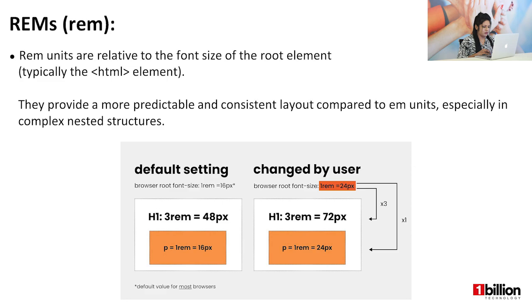It's root element based. It means REM units are based on the font size of the root element, providing a consistent baseline for sizing throughout the document. They are predictable and consistent because REM units are not affected by changes in nested elements' font sizes. They offer a more predictable and consistent layout, especially in complex nested structures.